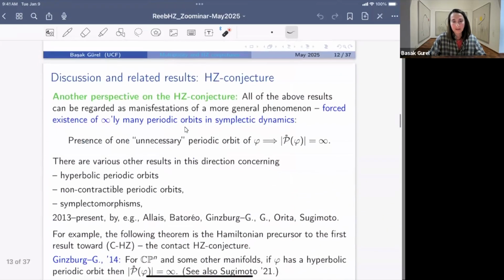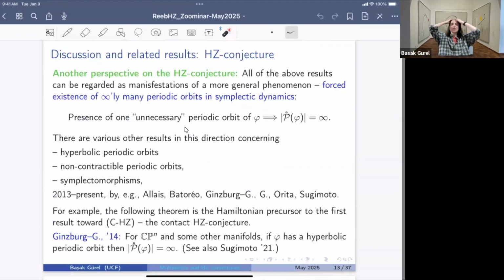And then there is, of course, another way to look at the HZ conjecture. Let me advertise this a little bit too, because by itself, HZ talks about just the number, but you could also think of it in a different way. Perhaps it's not the number, but some other thing, like the existence of some out-of-place closed orbit forcing the presence of infinitely many. When you look at it from this more general perspective, the previous results enter in this category. But you can also have other things.